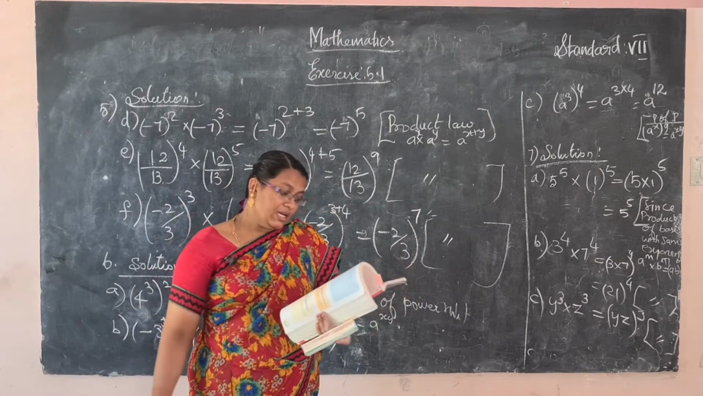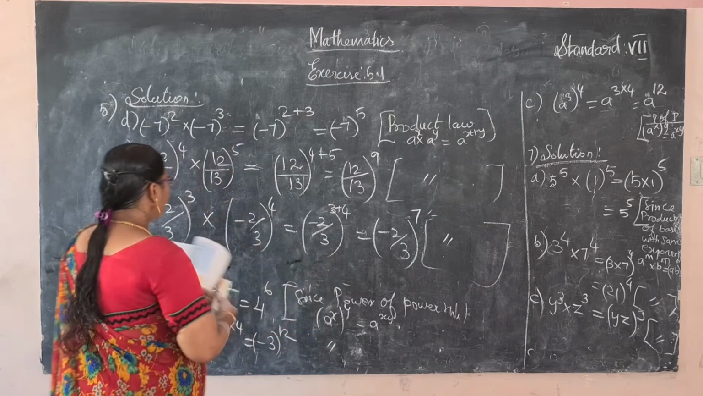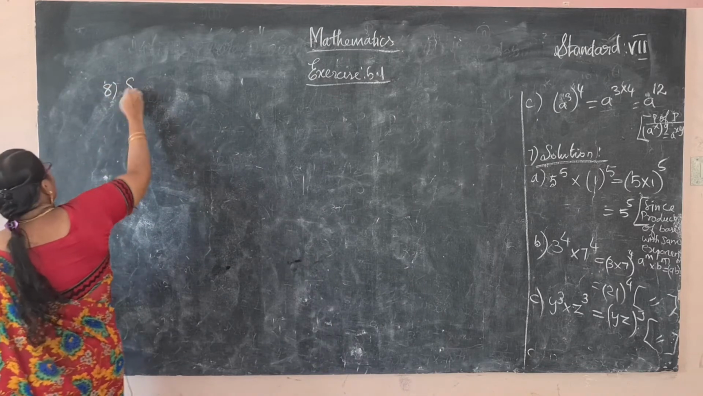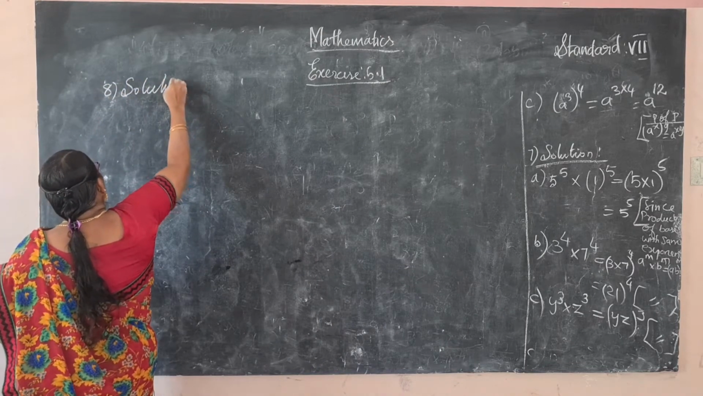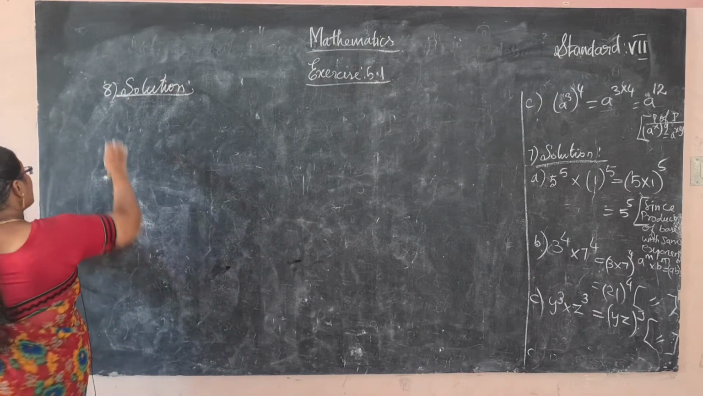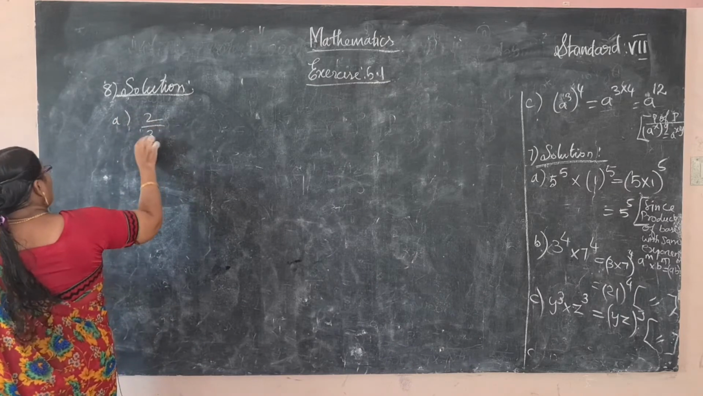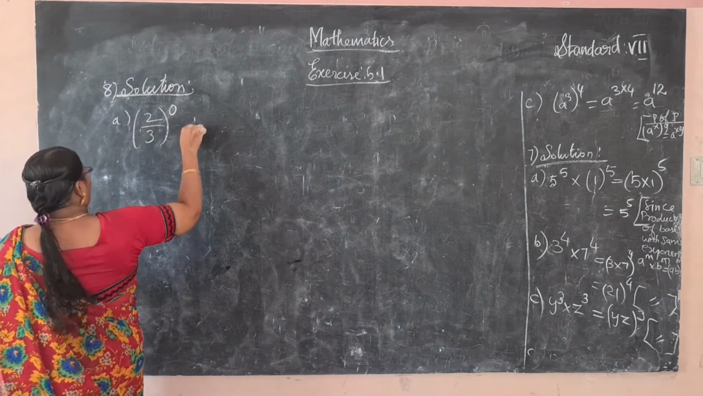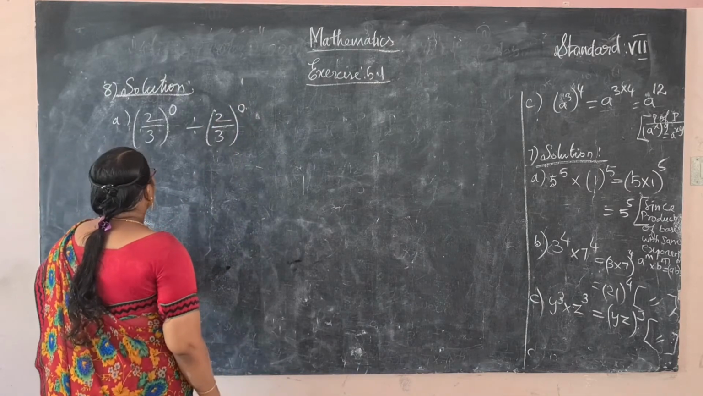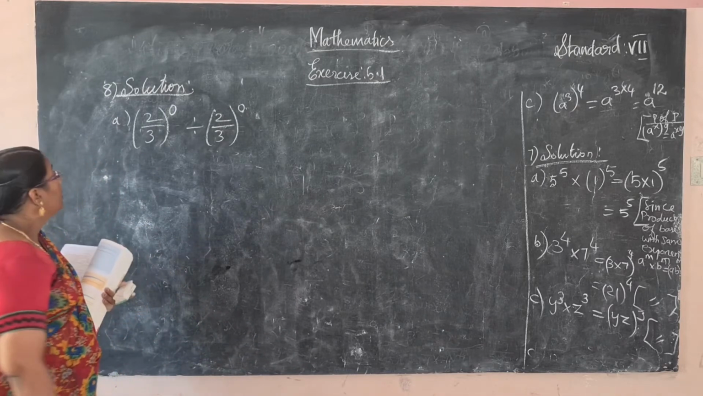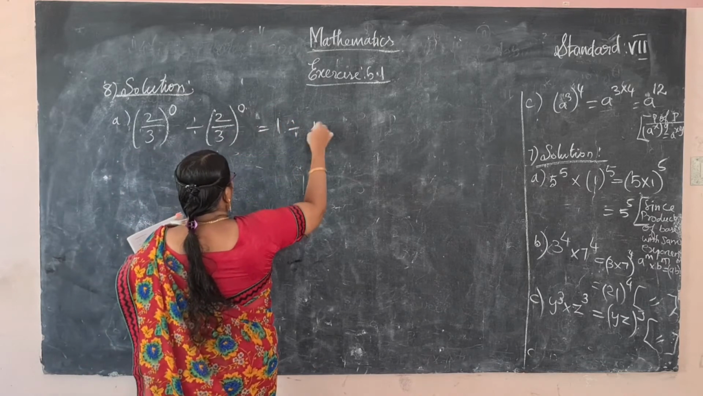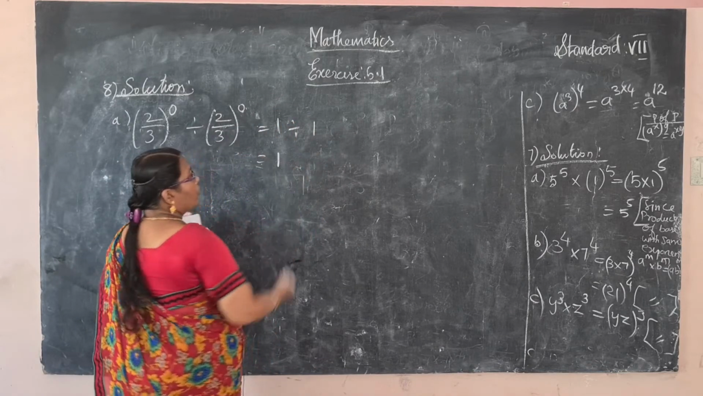Now move to the eighth one. Express the following in simplified form. First one, 2 by 3 the whole power of 0 divided by 2 by 3 the whole power of 0. So zero exponent, right? Anything power 0 is 1. Divided by anything power 0 is 1. So 1 divided by 1 is 1.